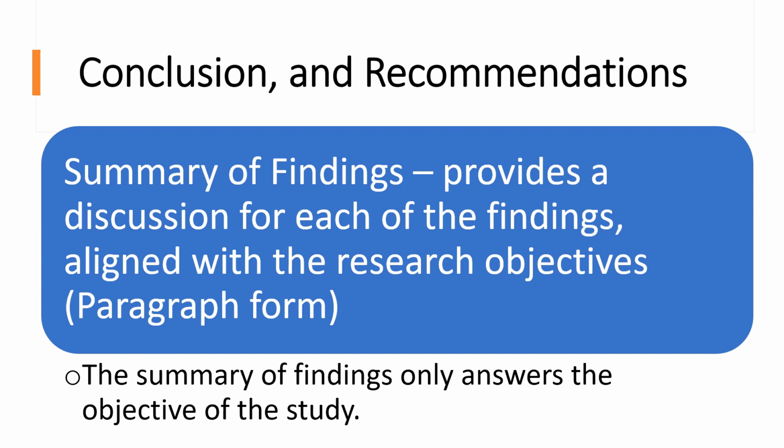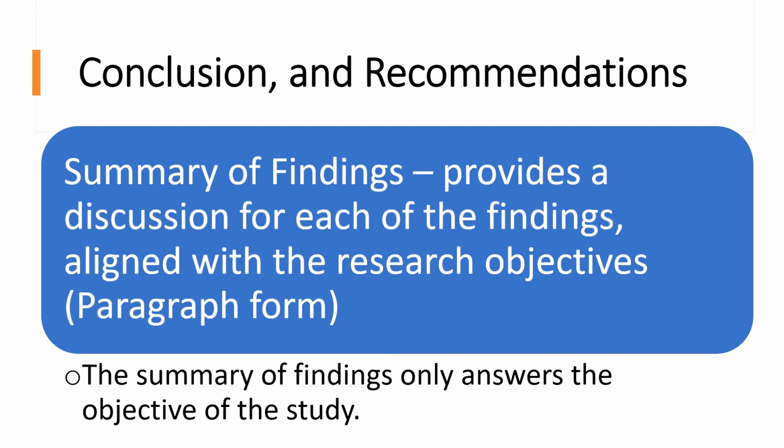So the last part is the conclusion and recommendation. The conclusion includes the summary of findings, the conclusion, and the limitation of the study. And the last part is the recommendation. The summary of findings provides a discussion for each of the findings, aligned with the research objectives. So if you have three specific objectives, you should have three findings. The summary of findings only answers the objectives of the study.